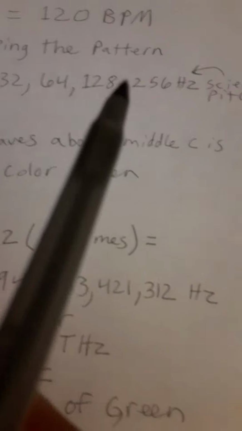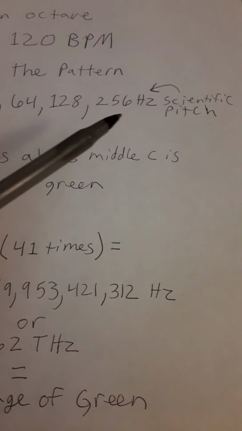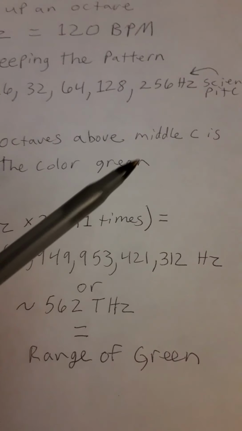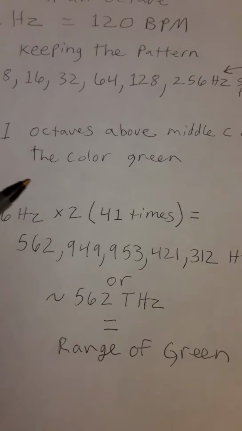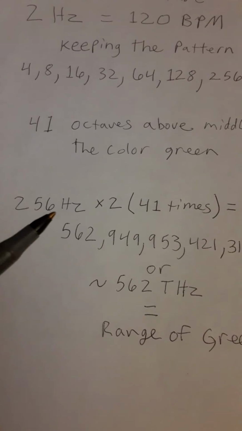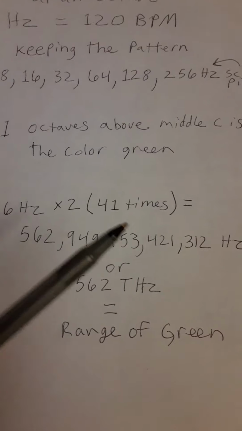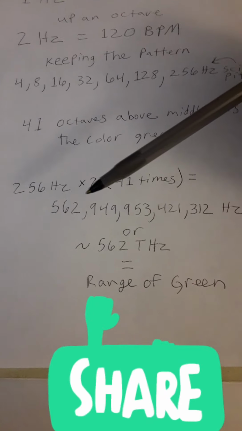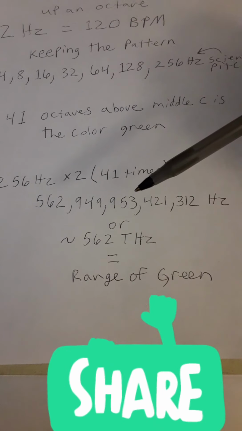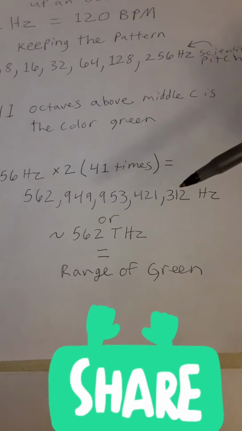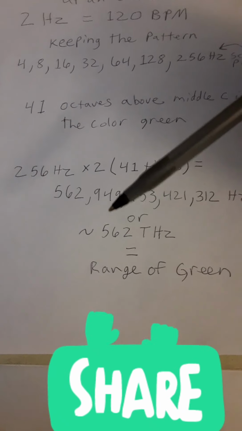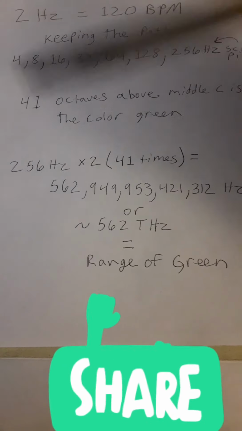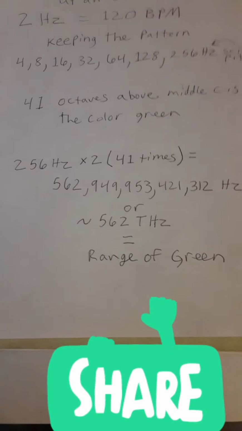And if we were to go up from 256 hertz, scientific pitch, up 41 octaves above that middle C, then we're going to reach the color green, okay? 256 times 2, 41 times. And that's going to give us 562,949,953,421,312 hertz, or around 562 terahertz. Now that's going to be right in the middle of the range of green colored light.